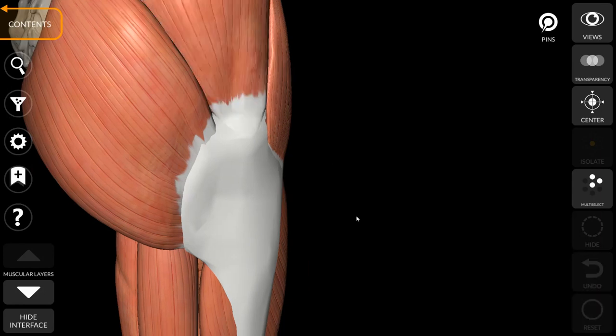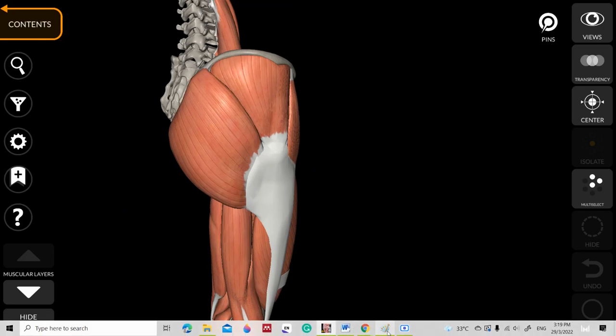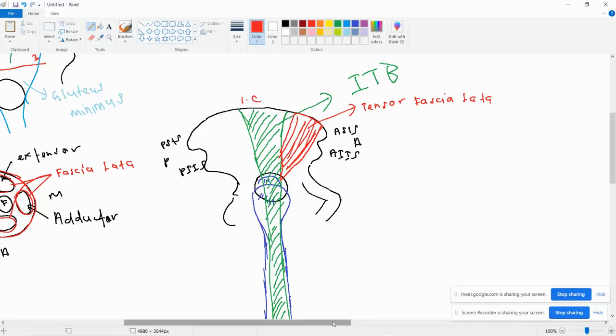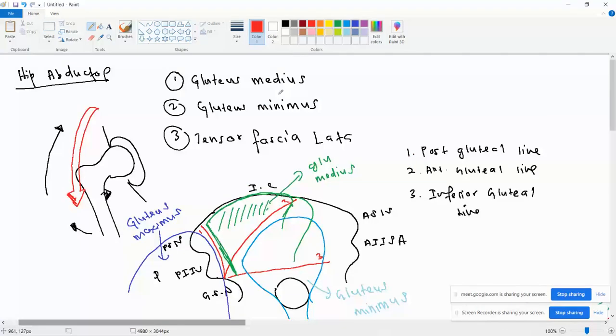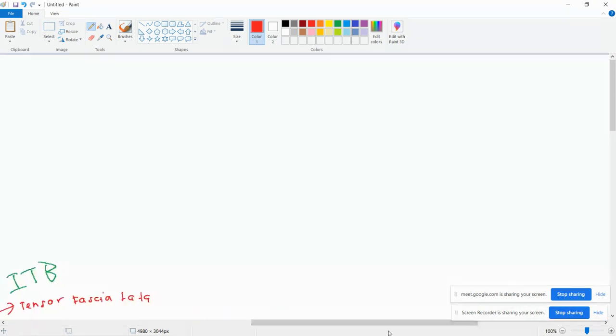Okay, I think we are finished regarding your abductor, class. Do you have any questions, Christopher? So there are only three abductor muscles, the most important things that you should know: medius, minimus, and TFL, tensor fascia lata. Do you have any questions so far, class? Clear, class? Okay, very good. Now we go into hip extensor.